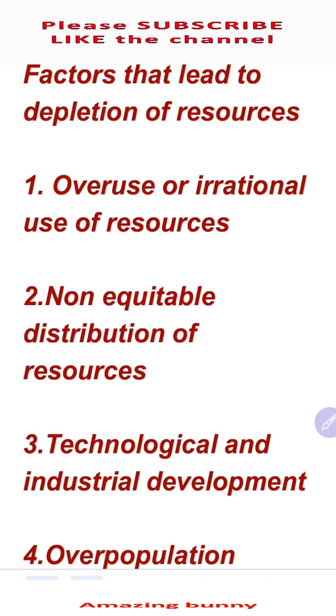Next is the non-equitable distribution of resources. Natural resources are not equally distributed throughout the world, throughout the countries. Hence there is an over-exploitation of the resources where they are found, to supply them to the places where they are not found. It means that some areas or some countries where the natural resources are abundant are over-exploiting them.